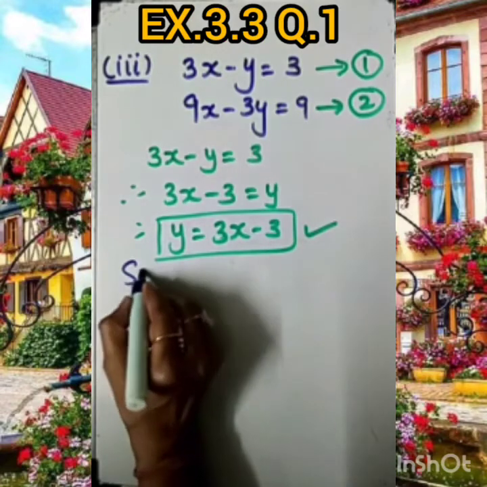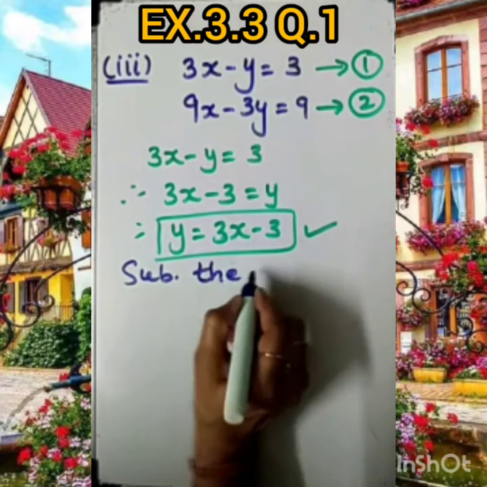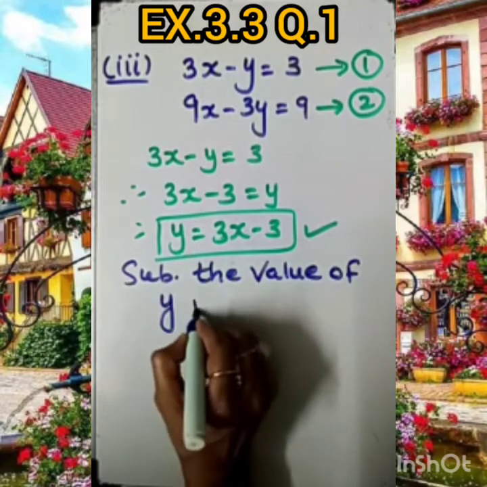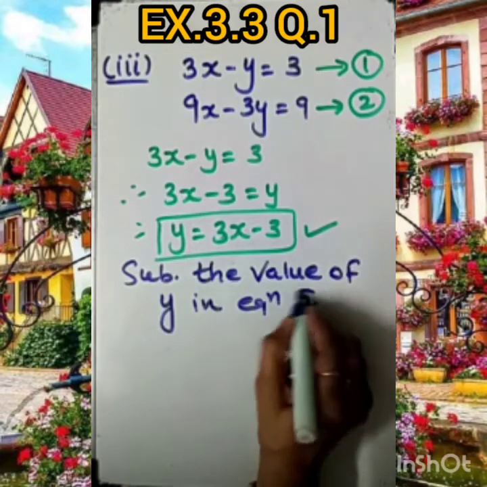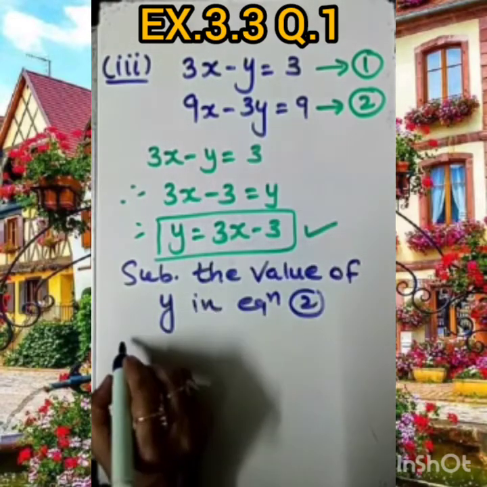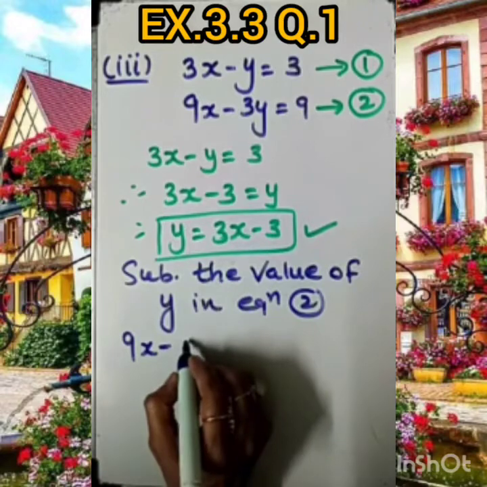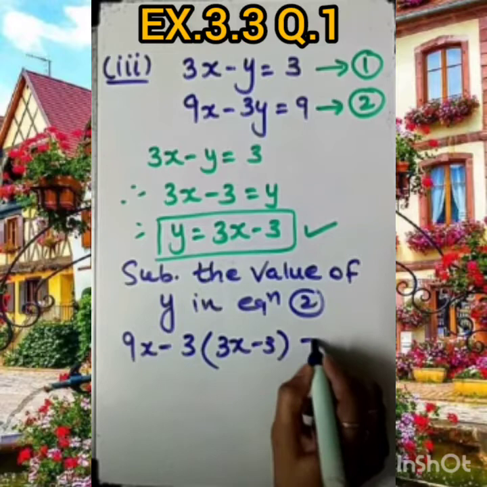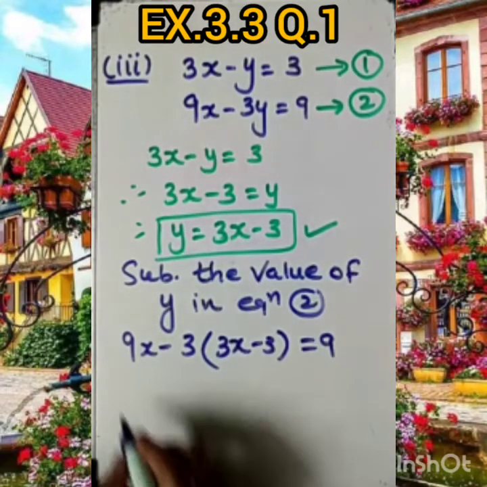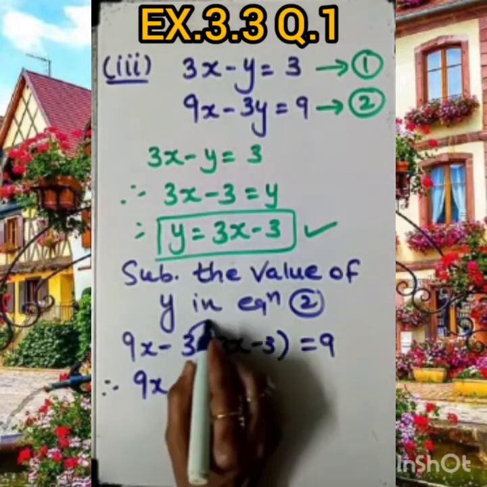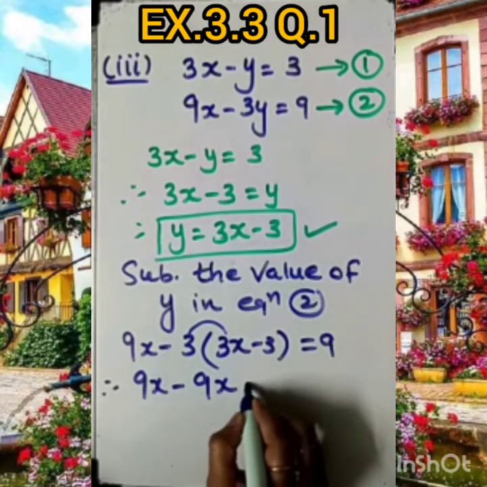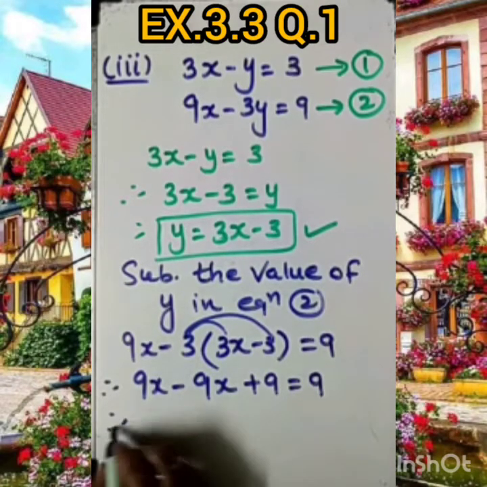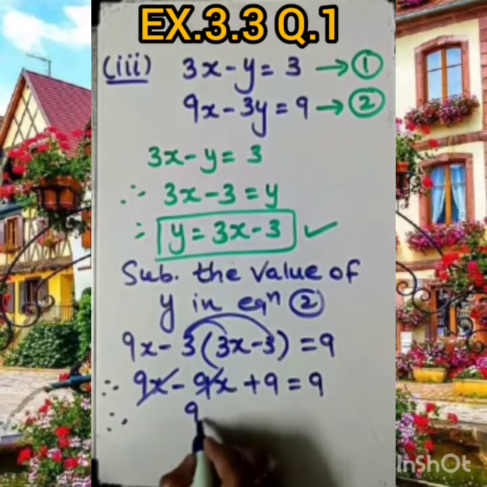So please note down, we are applying the substitution method. Substituting the value of y in equation number 2. What is equation number 2? 9x is already there, into 3. The value of y is 3x minus 3, I am inserting here. So here it will be 9x minus 3 times 3x, that is 9x, plus 3 times 3, that is 9. So you can see this will be cancelled. So 9 equal to 9.